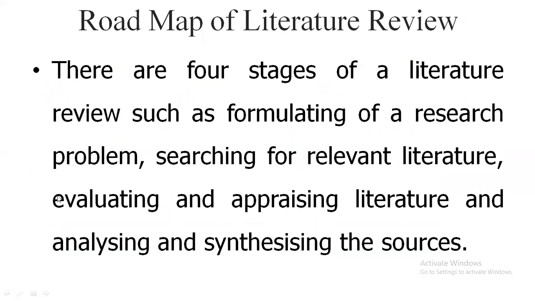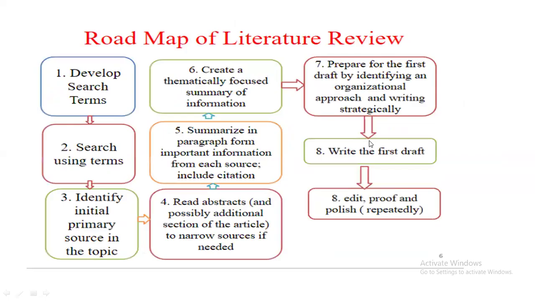Roadmap of the literature review. There are four stages of a literature review: formulating the research problem, searching for the relevant literature, evaluating and appraising the literature, and analyzing and synthesizing the sources. Roadmap of literature review: first of all, develop the search themes and search using the terms, then identify the initial primary sources on the topic.